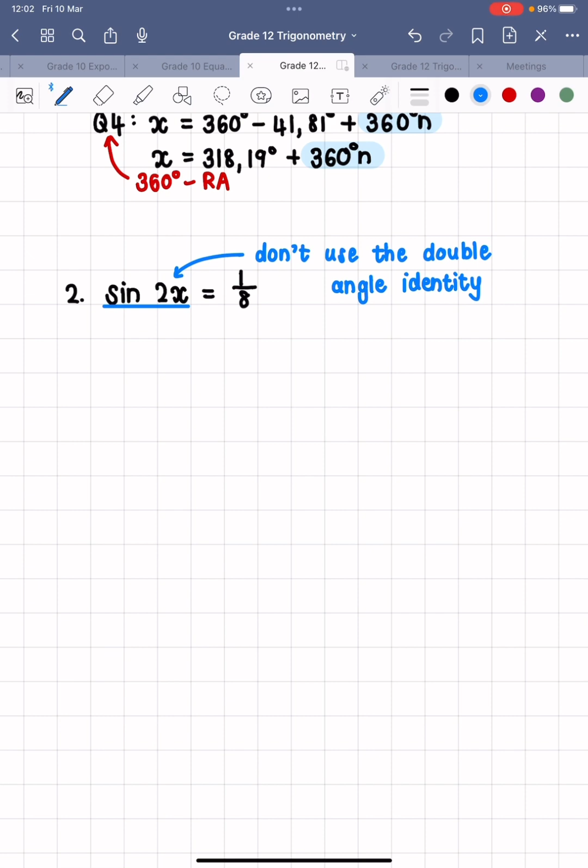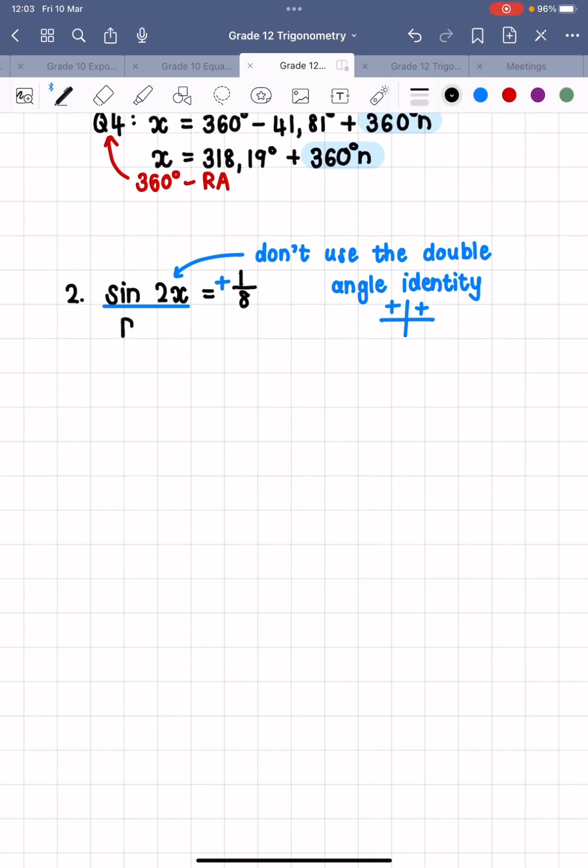We use the double angle identity when we're proving identities, right? When we have a left-hand side, right-hand side situation, and we want to cancel things out or get more terms or whatever. Here we want to keep it as simple as possible. So sine 2x is actually what we want. Guys, is this a positive or negative value? Positive, right? So we're going to look for the quadrants where sine is positive. Which quadrants are those? 1 and 2. So I'm going to have a quadrant 1 solution and a quadrant 2 solution.